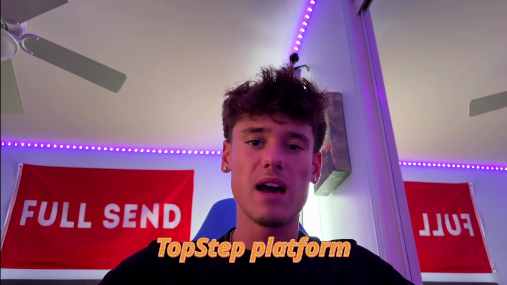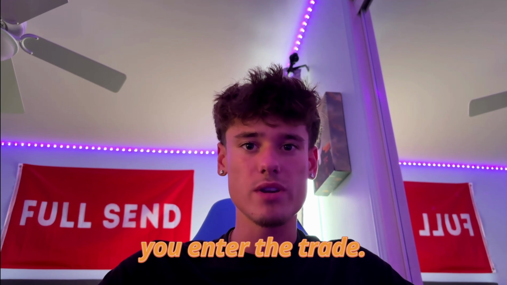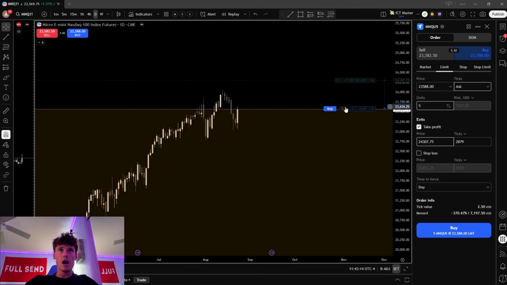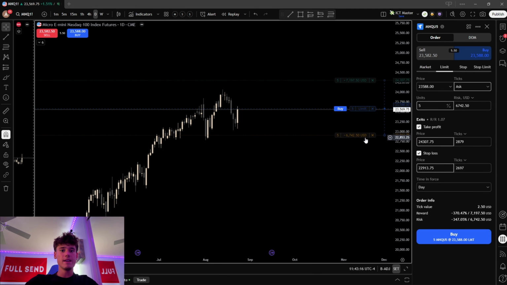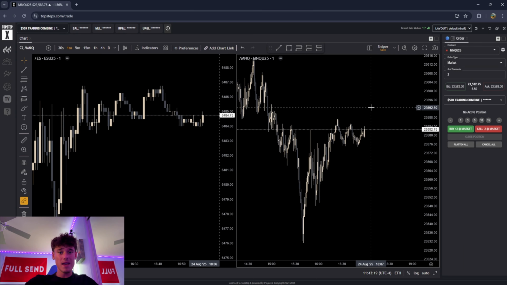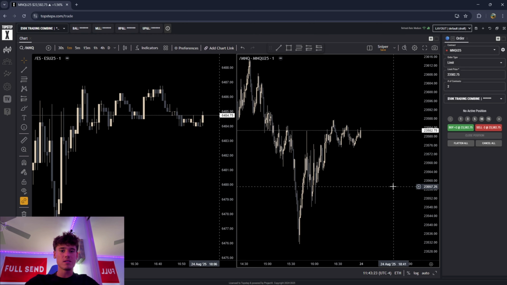If you're using the TopStep platform, I'm sure by now you realize that you can actually measure your risk before you enter the trade. For example, on TradingView, you can just hit a limit and you can see how much you're risking before you get into the trade. But on TopStep, especially TopStep X, for example, I go a limit, I don't see how much I'm risking. So in reality, I'm kind of gambling because I don't know how much I'm going to put.